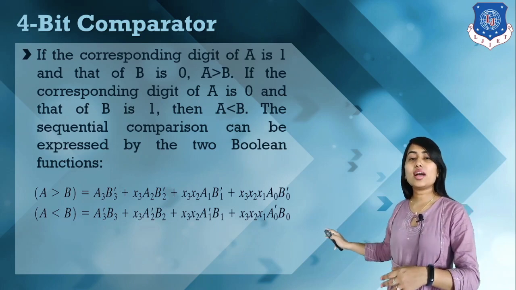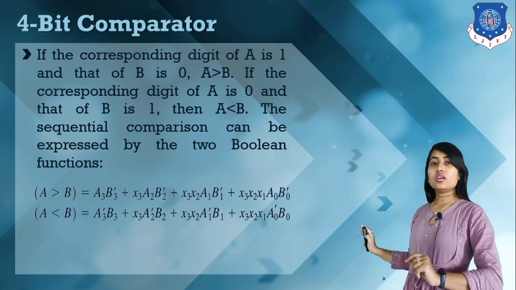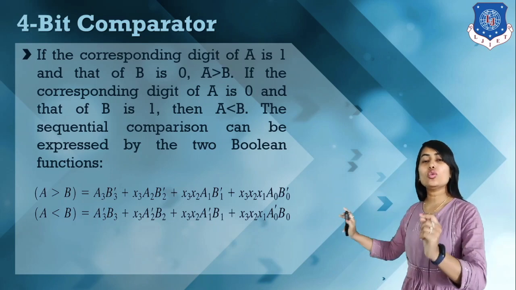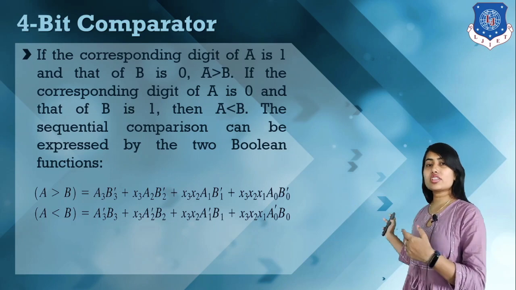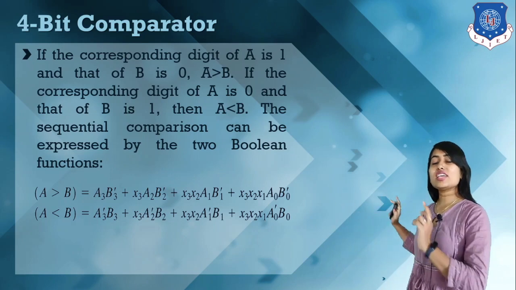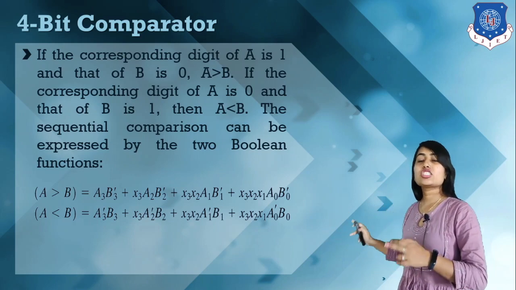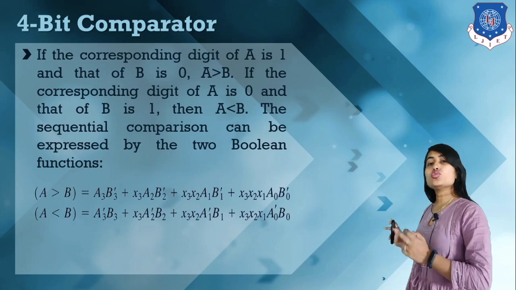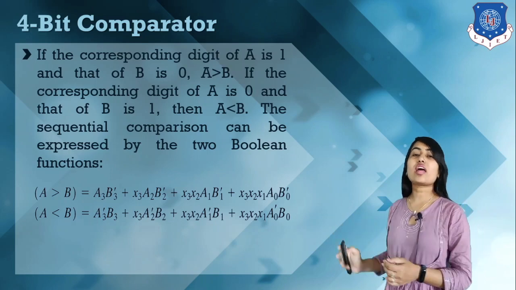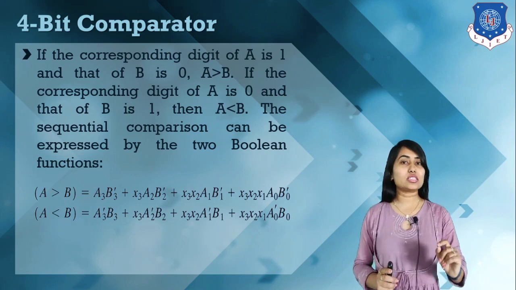So here we mark this equation with A3 B3 dash plus here we multiply x3. Write all the equation like this: A3 B3 dash, A2 B2 dash, A1 B1 dash, A0 B0 dash, and then write the terms x3, x3 x2, x3 x2 x1. Okay, so this is how we can write the logical expression for A greater than B comparison.